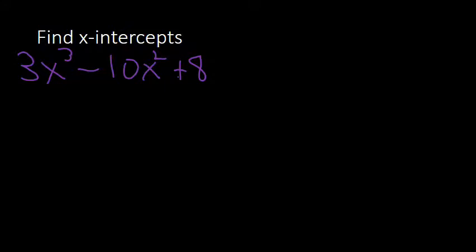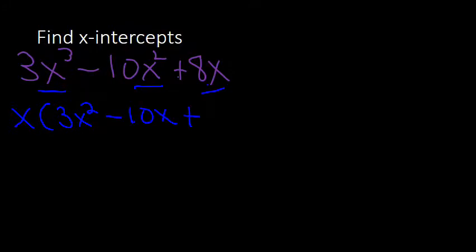So in looking at this, I can see that each of these terms have an x in it. You got the 3x cubed, the 10x squared. Oh, excuse me. That should have been 8x. So let's put that back in there. We're going to be all messed up. So we got an x here. And so I can see immediately that I'm going to factor out an x. And that when I do, I'm going to be then left with 3x squared minus 10x plus 8.